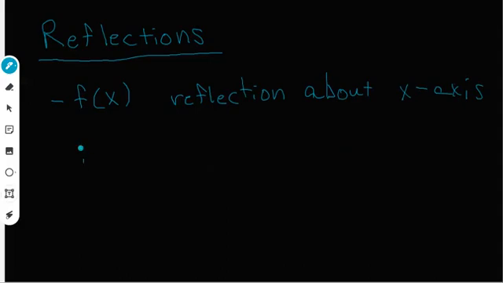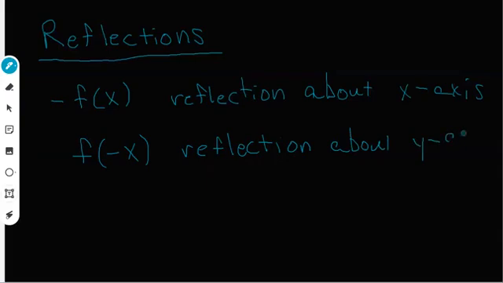And if the negative is on the inside, like f of negative x, then that's going to be a reflection about the y-axis. When I say about, that just means reflection over. So if the negative is on the outside, we're flipping the function over the x-axis. But if the negative is on the inside, we're flipping it over the y-axis. So that's the difference between the two that you need to know. And yes, I will take off if you put the wrong axis down, because that's important.